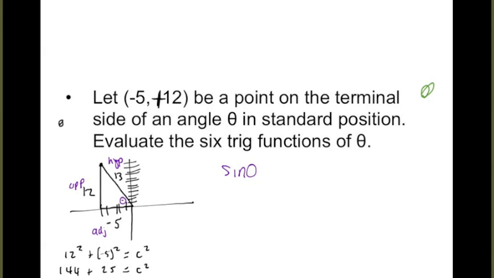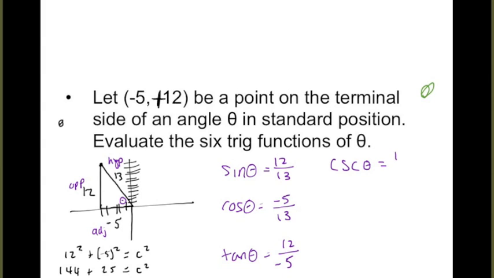So then sine of theta is opposite 12 over hypotenuse 13. Cosine of theta is adjacent negative 5 over hypotenuse 13. And tangent of theta is opposite 12 over adjacent negative 5. Cosecant flips over sine. Secant flips over cosine. And cotangent flips over tangent.